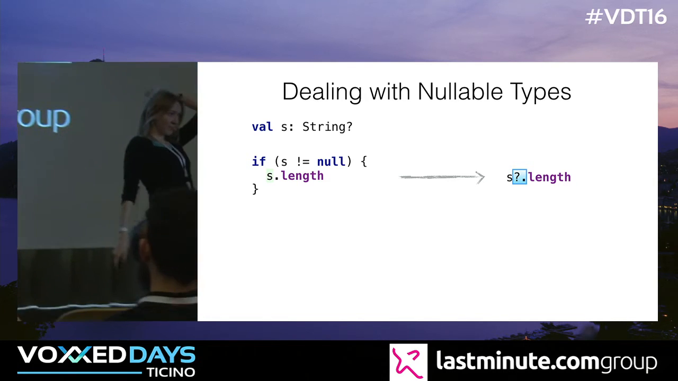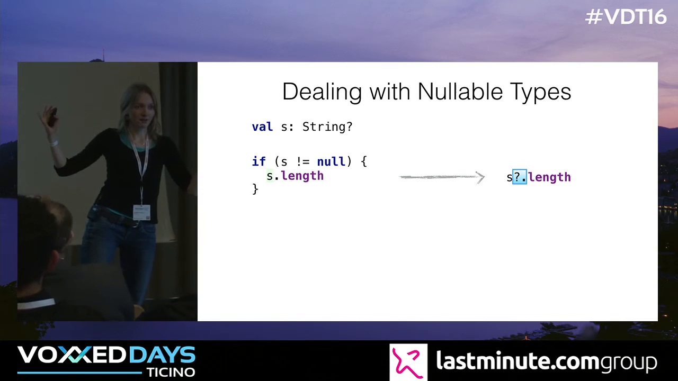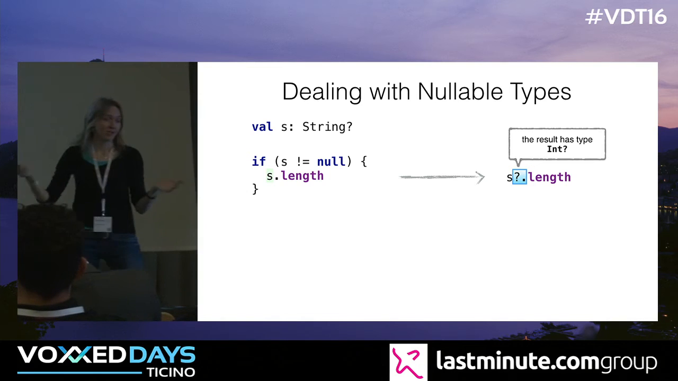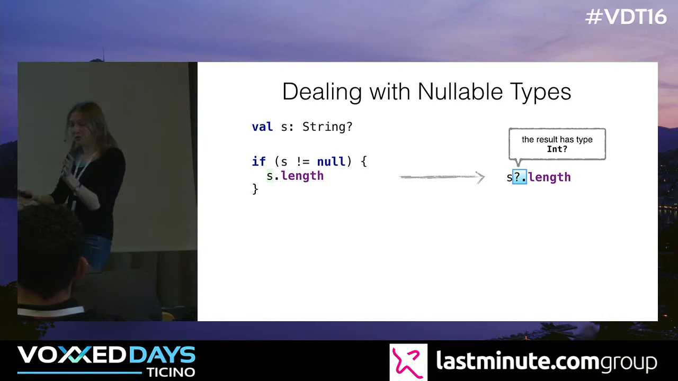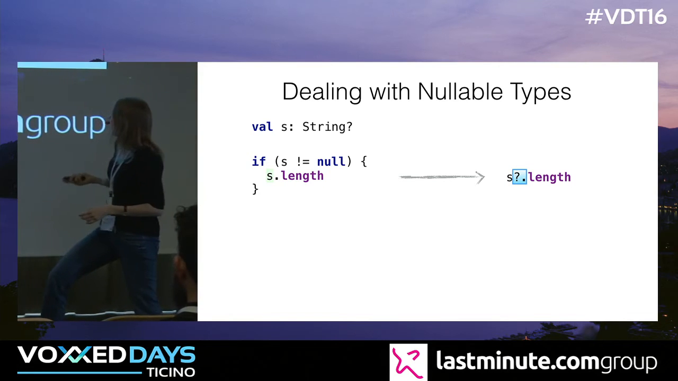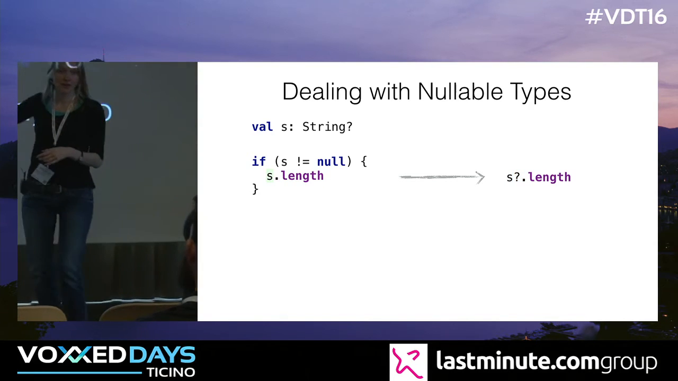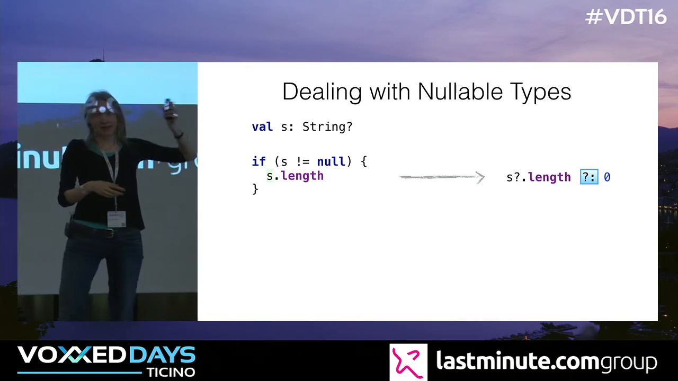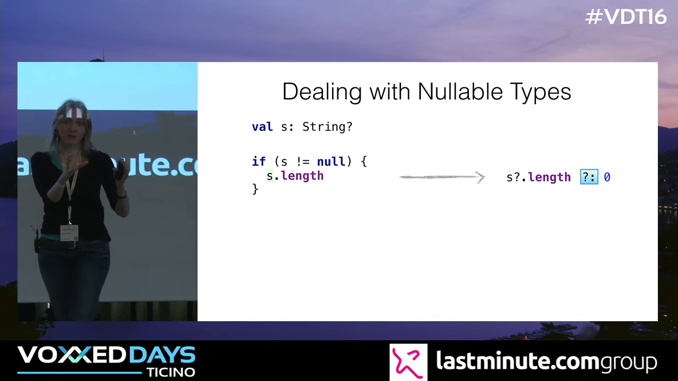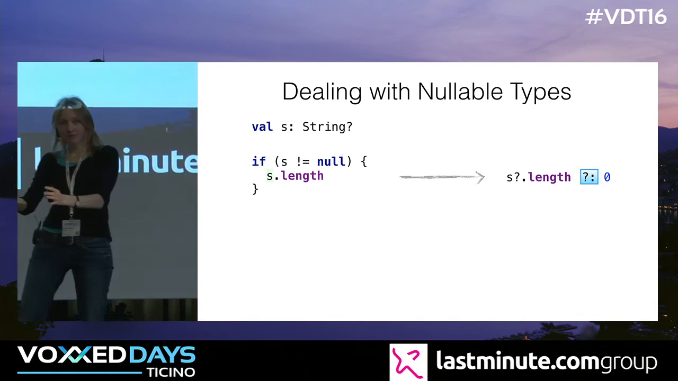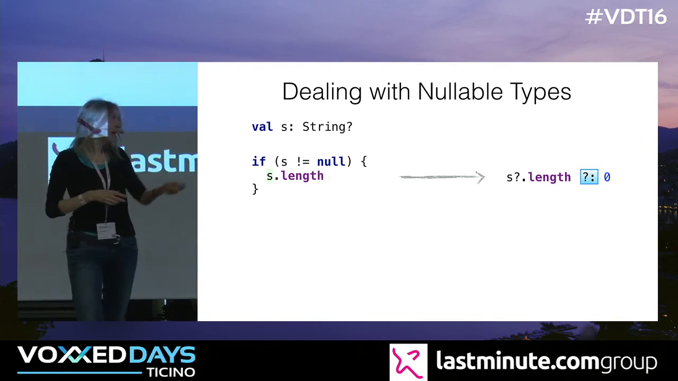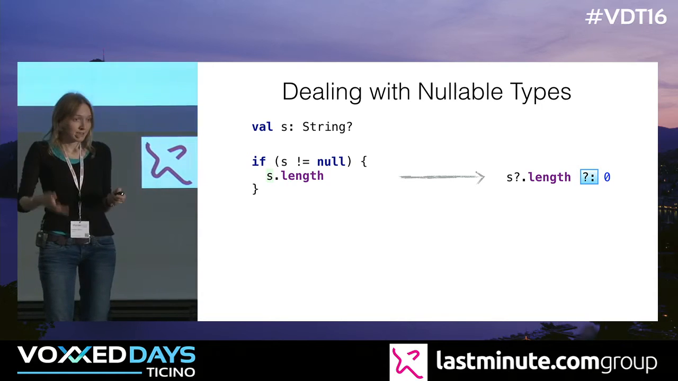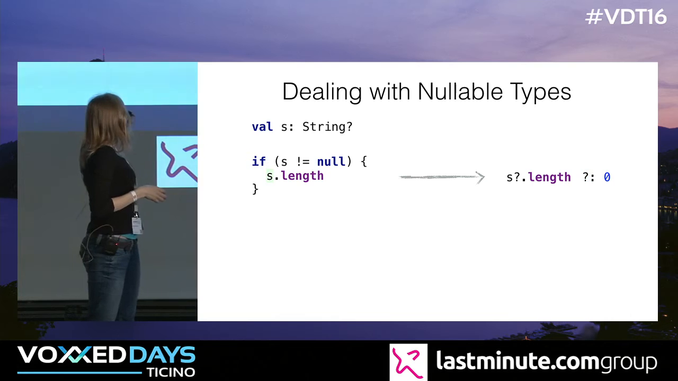And what is the result type of this invocation, of calling length? Yes, so it's just a nullable type. The result type will be Int with a question mark, which means that null can be there. And if you want, you can, for example in this case, provide a default value. This is called the Elvis operator, and that means if the expression is null, please return me zero. So you see there are quite useful ways to cope with these expressions of nullable types.